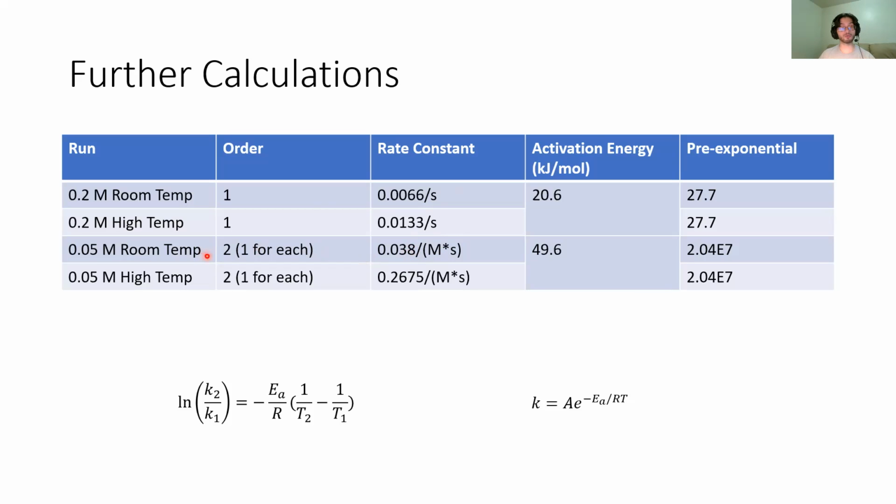Now we go down here to room temperature, and I'm sorry, for 0.05 molar, we're seeing different rate constants because it's a different rate law entirely. And because of that, we're seeing different units because this is second order overall, while this is first order. It's pseudo first order, I suppose you could say.